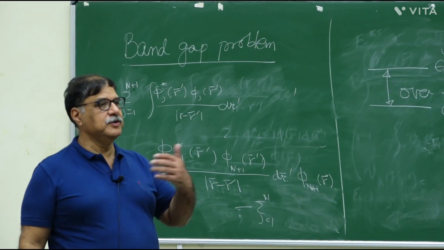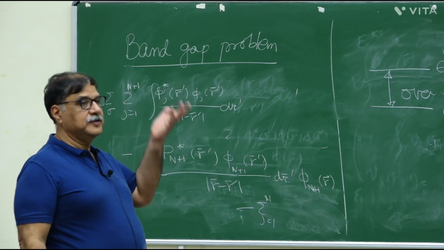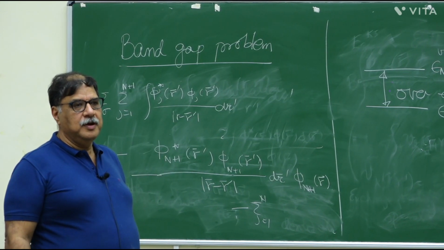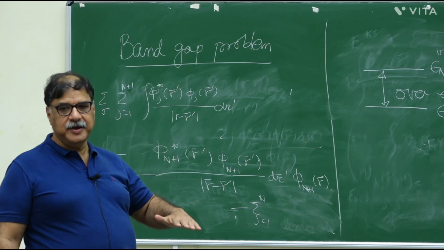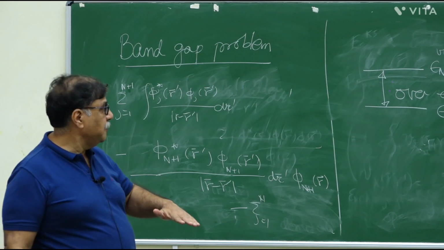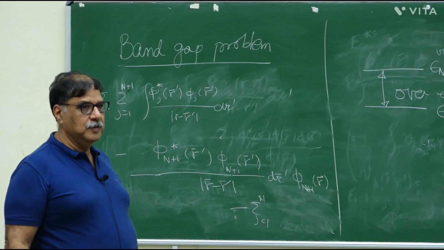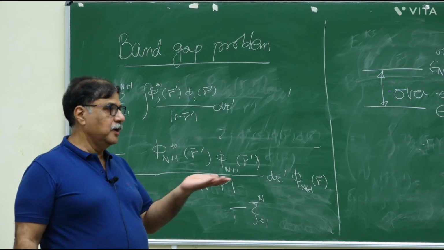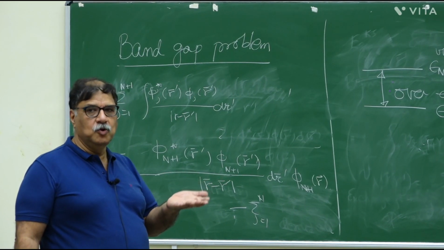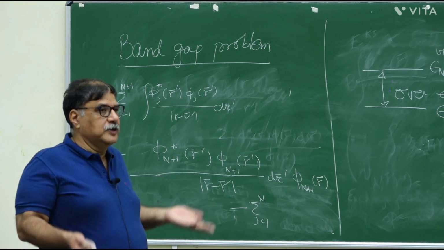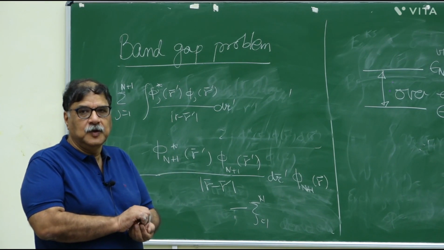So Hartree-Fock bands, wherever you do calculate, they are always overestimated. In Kohn-Sham, they are underestimated. In Hartree-Fock, they are overestimated because you are doing an n plus 1 problem. Same thing you will see in molecules also. If you are trying to calculate the unoccupied orbital, LUMO, it is much higher than what you expect optically.